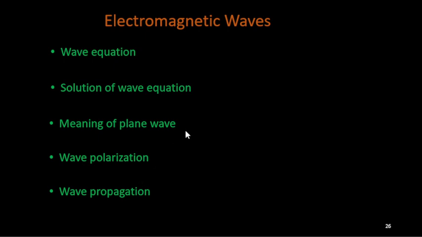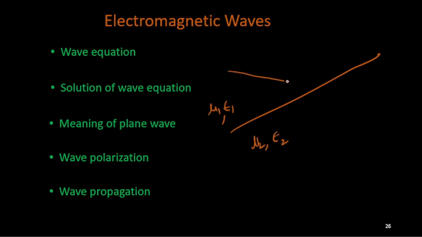And then we'll be considering plane waves, wave polarization, wave propagation in the media, everything. And there we'll see the refractions, everything. If the wave hits a dielectric, what will happen? Suppose this is your one media, mu1 epsilon 1, this is your mu2 epsilon 2. One wave is coming here, and then it can get reflected back this side, and some part is transmitted here. So what is the reflection, what are the refractions, transmissions, everything will be discussed in a detailed way.